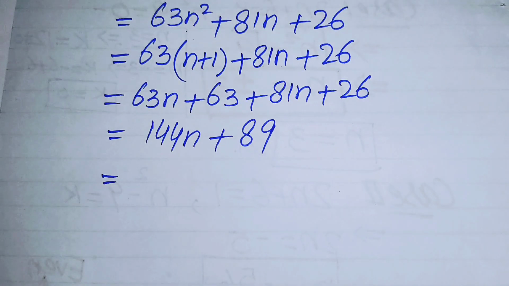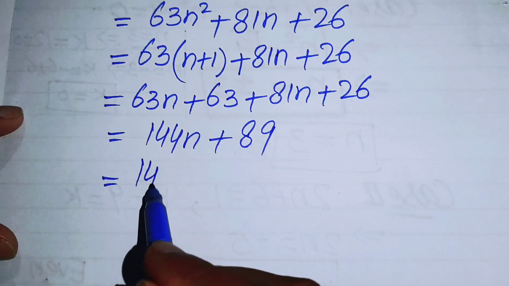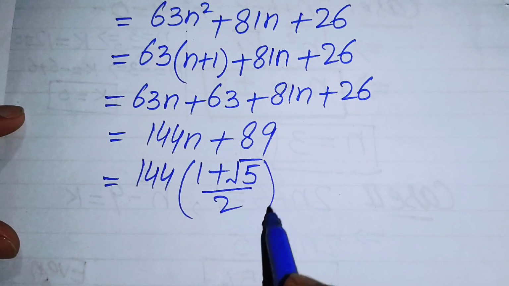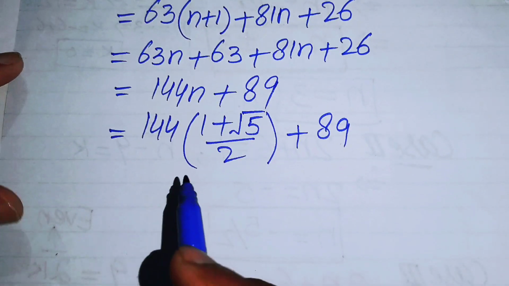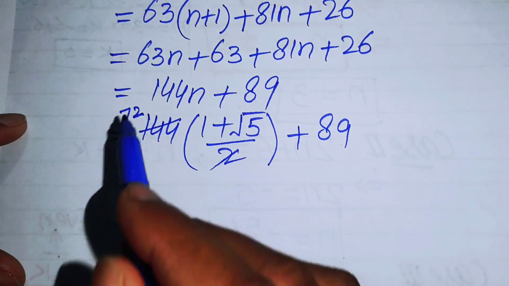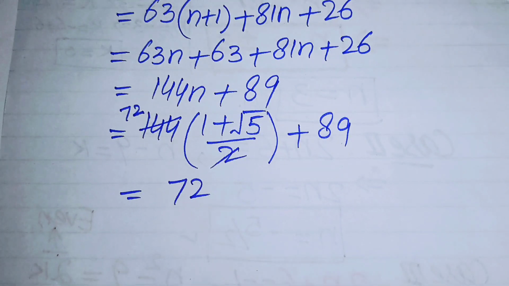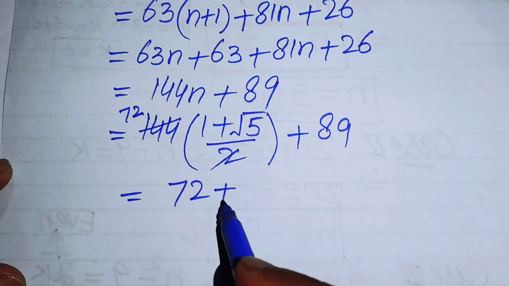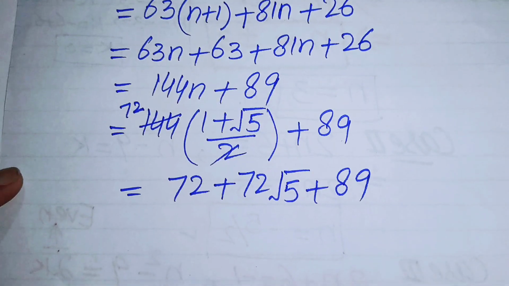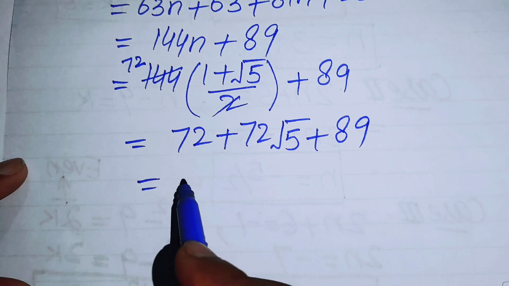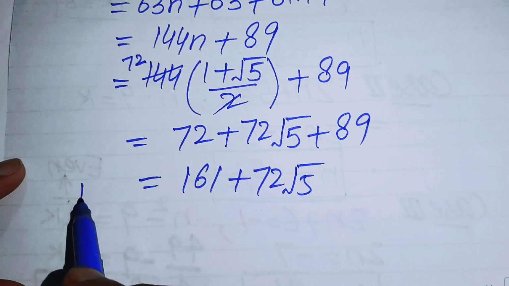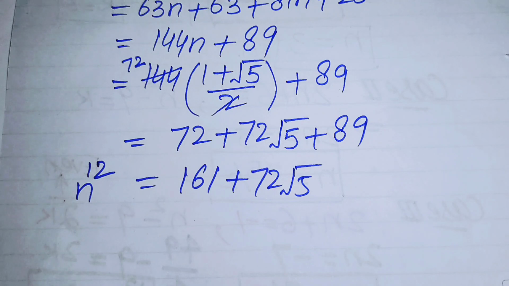So in the given question statement we have the value of n. So we have the value of n is the golden ratio, which is denoted by (1 plus square root of 5) divided by 2, and plus 89. And now we again simplify this expression and we get here, these are cancelled by this one and we get 72, and we have 72. We multiply the 72 on these two terms and we obtain 72 plus 72 times of square root of 5 plus 89. And now we add 72 plus 89 and it is equals to 161 plus 72 times of square root of 5. So this is the required value of n to the power of 12.